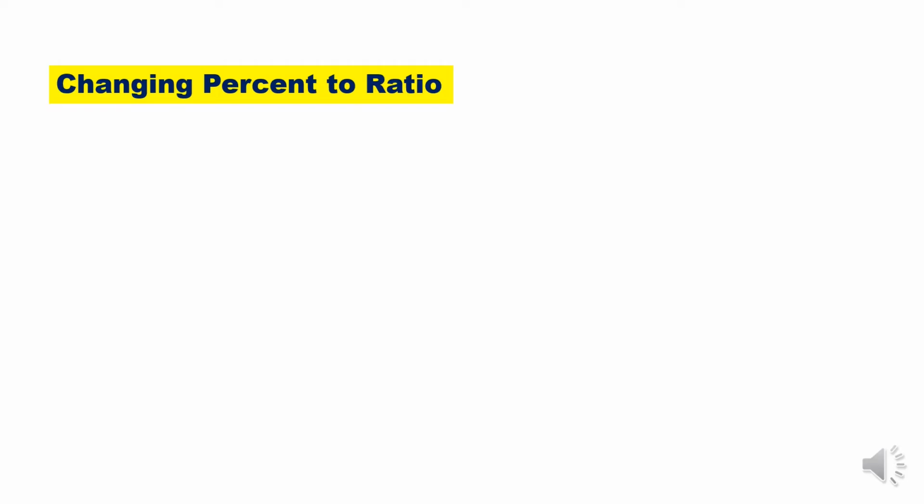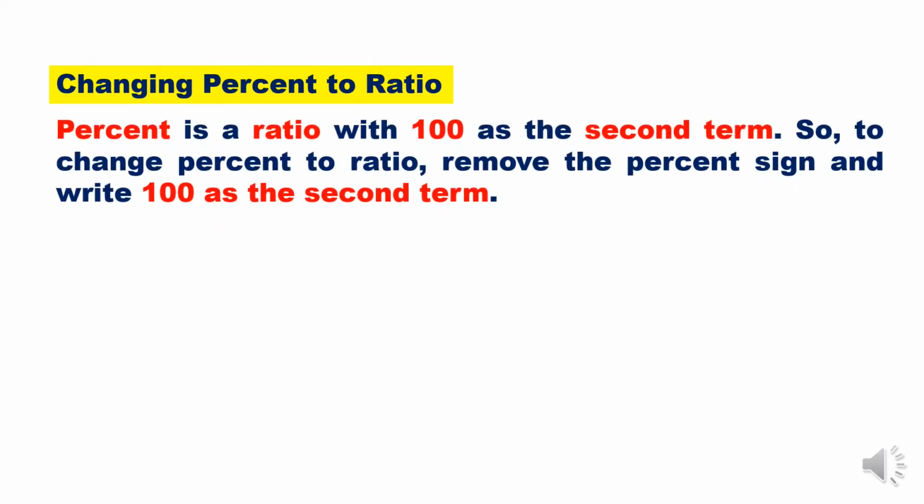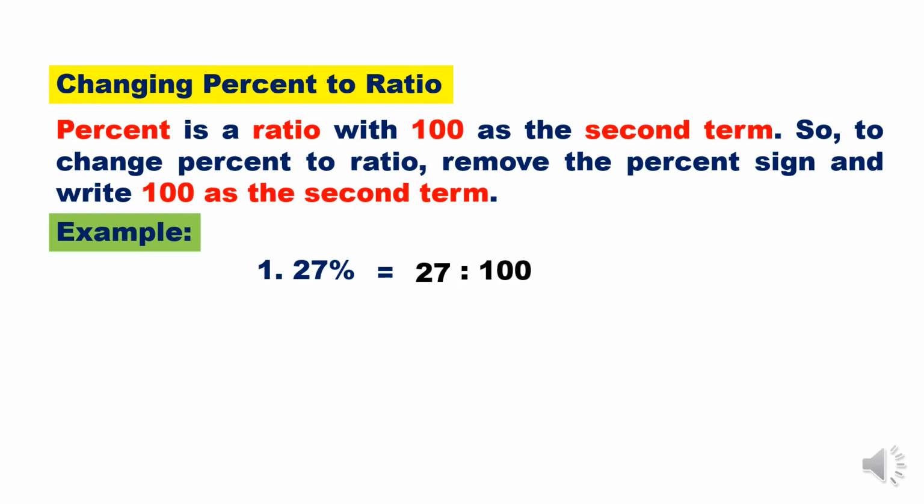Changing percent to ratio. Percent is a ratio with 100 as the second term. So, to change percent to ratio, remove the percent sign and write 100 as the second term. Example, 27%. Remove the percent sign, then 27 is to 100.